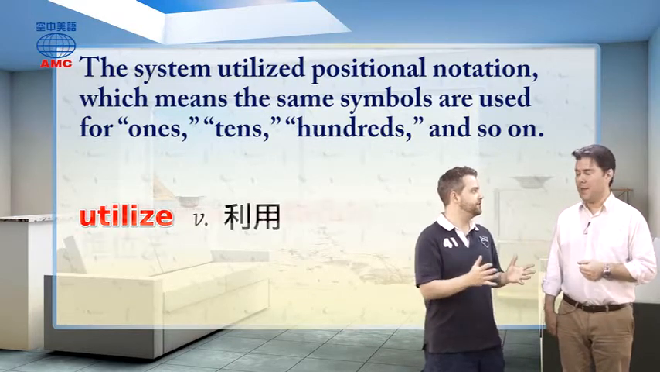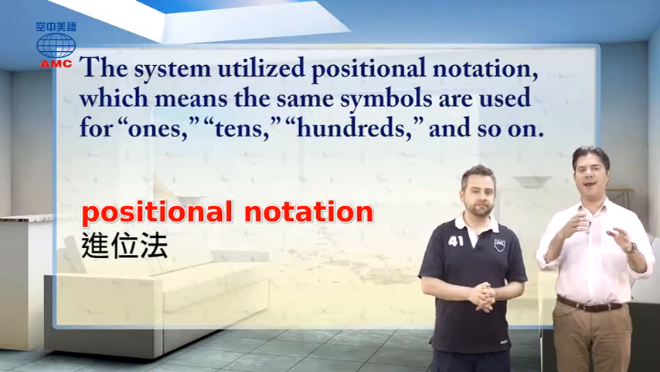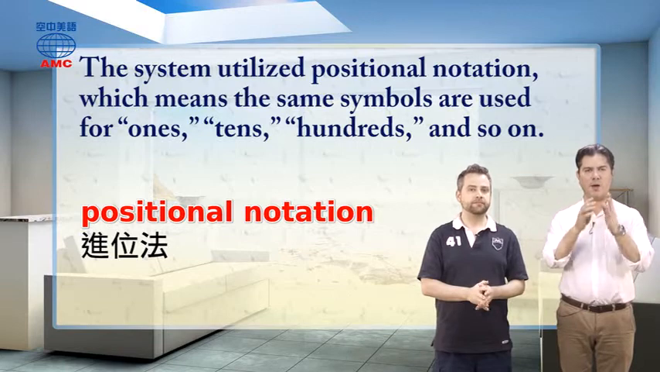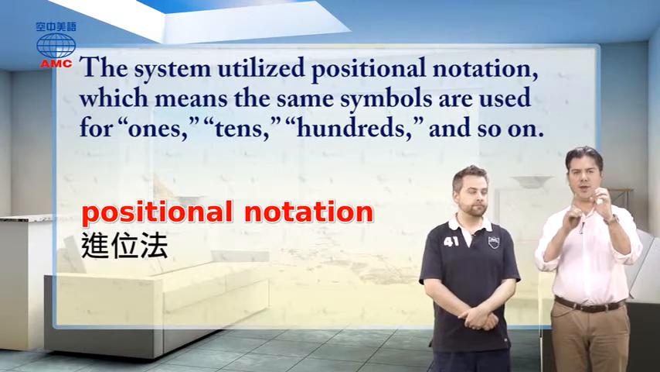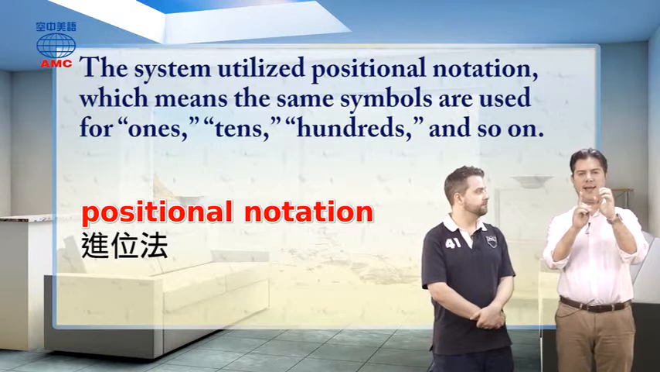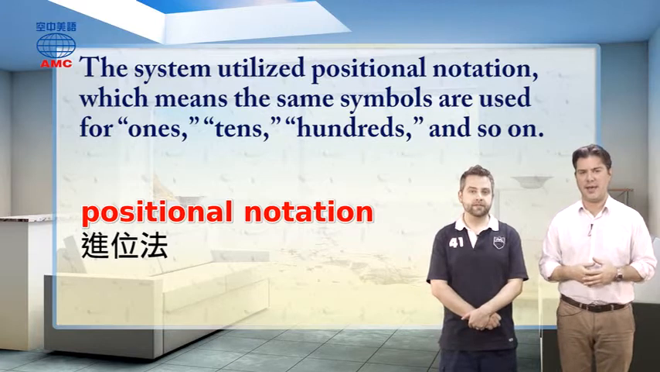Right. So, positional notation. Basically, it's just a fancy way of saying we understand how big or how important things are by where they are in relation to other things. If I put a 0 with a 1 next to it, you would read that as 10. If I put the 1 with 2 zeros next to it, you would read that as 100.